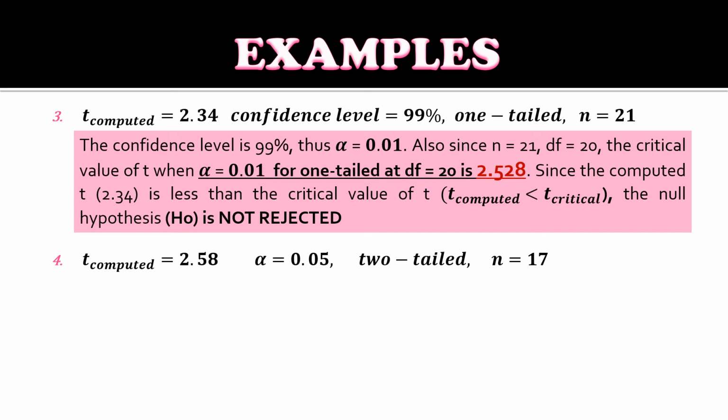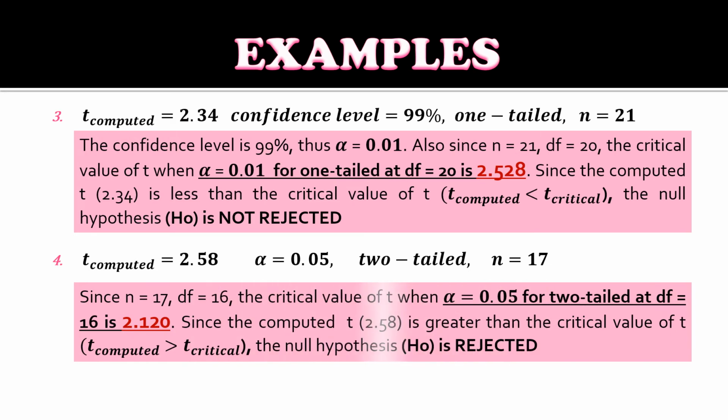So if we look it up on our t table, the degrees of freedom will be 20 since we have n minus 1. So the value for alpha 0.01 and degrees of freedom 20 is 2.528. So we compare that to the computed value. Since the computed t is less than the critical value, the null hypothesis is not rejected.